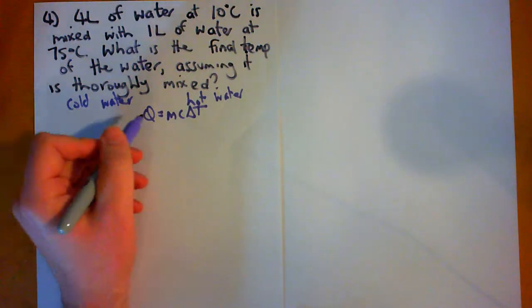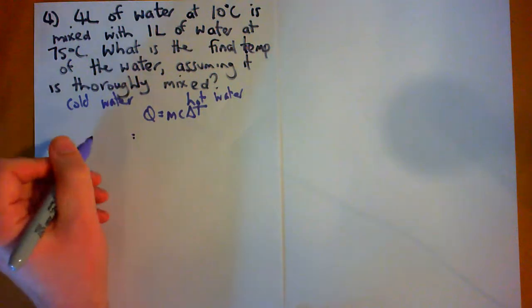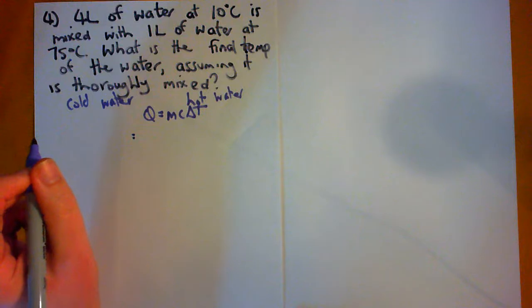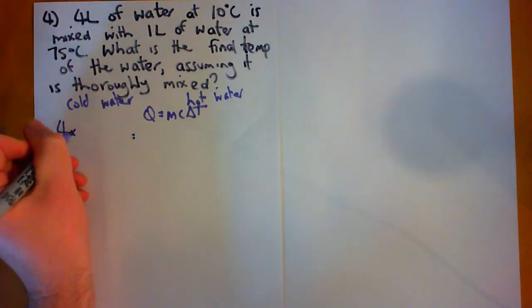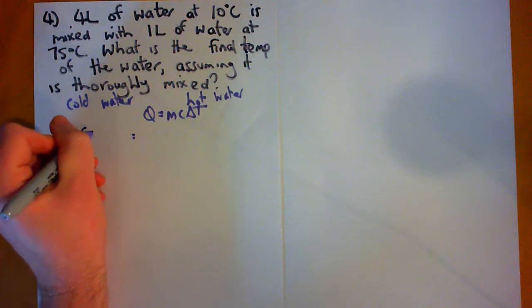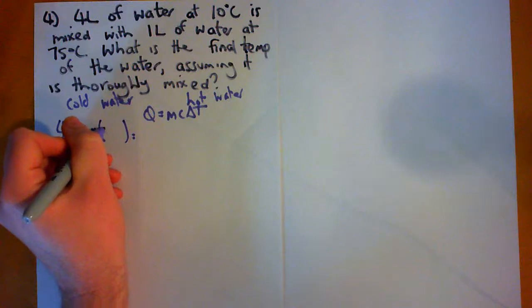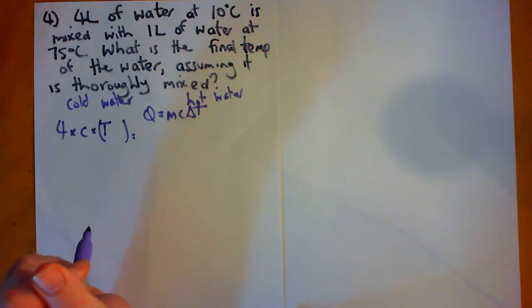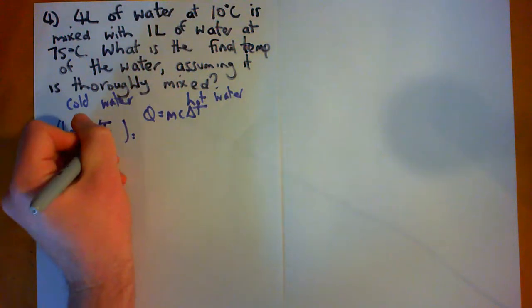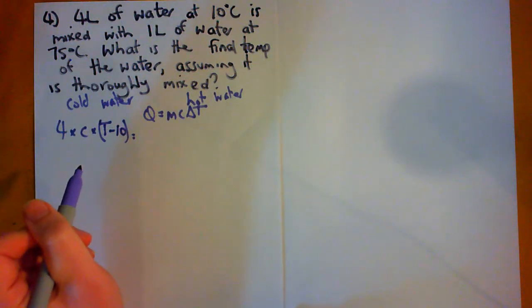So for the cold water, it's a gain in heat energy. So it's going to be m, the mass. The cold water is 4 litres. Since we're dealing with water, 4 litres is 4 kilograms, multiplied by the specific heat of liquid water, multiplied by the change in temperature, which is going to be the final temperature, T, which will be the temperature of the mixture that we're looking to find here, minus the original temperature, which is 10 degrees.